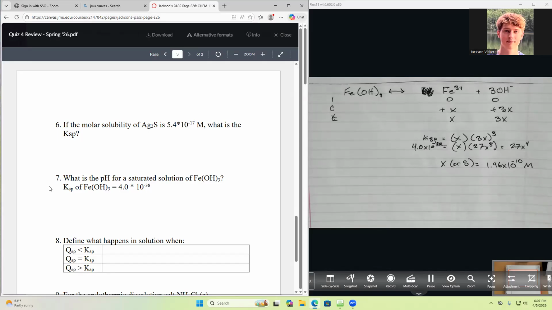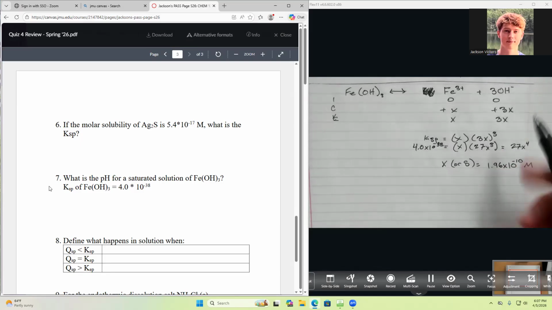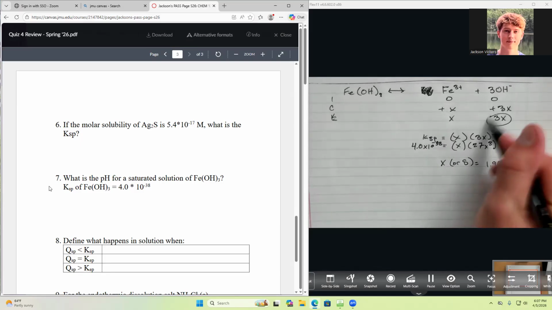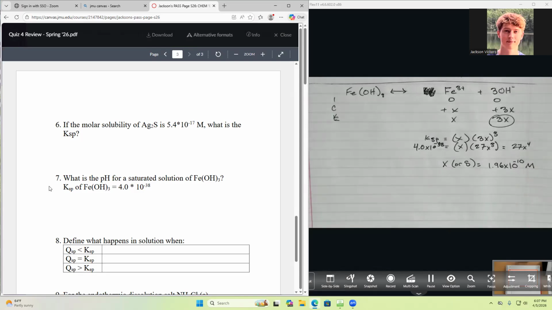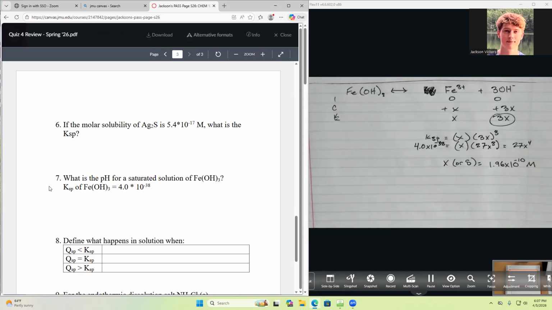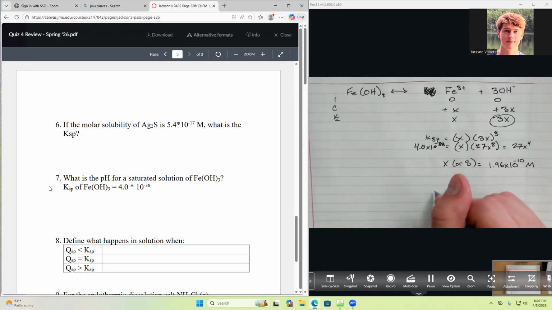Now the next step, though, is we have to find pH. Does anyone have a guess of how we can do that? Find the concentration of OH minus and then find pOH. Exactly, right? If we have OH minus here, we have X, we've got to plug it into the equilibrium concentration of OH minus. Then we can do negative log of that, get pOH.